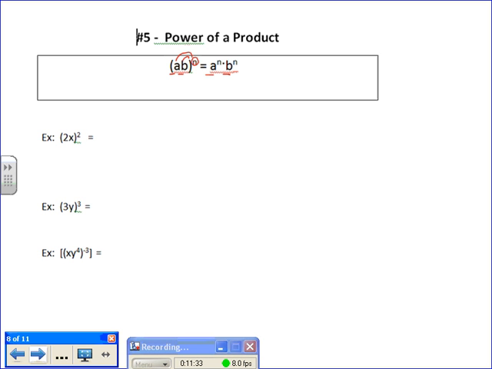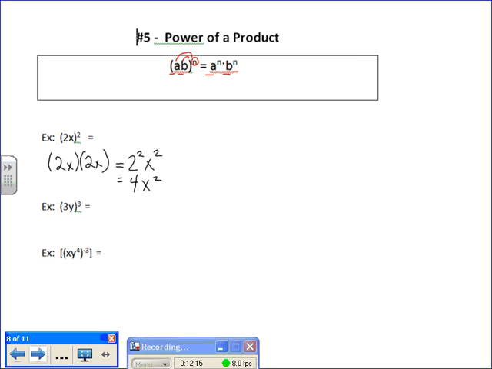Now we can deal with just about every type of question with this law. So here we have 2x squared. Up until now, we haven't dealt with this situation, but now what we can say is this is the same as 2x times 2x. If I do that multiplication, 2 times 2 is 2 squared, which is 4, and x times x is x squared. So I get 4x squared as my answer.